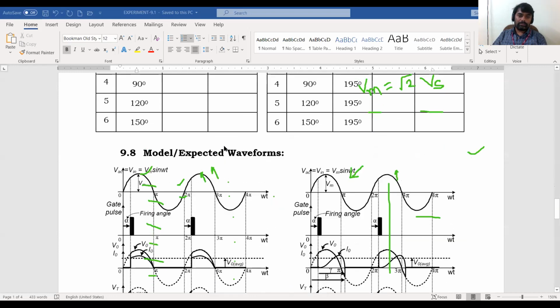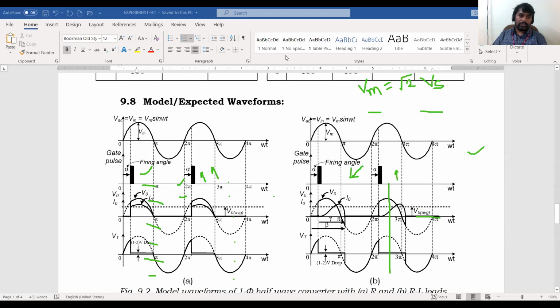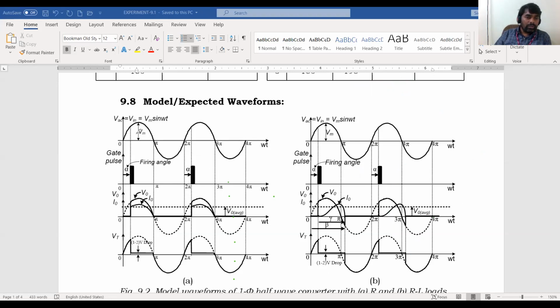So let us have a look at the expected waveforms. You can see the expected waveform here. The first one is for the R load and the second one is for the RL load. You can see these waveforms in the scope, right? The first input to the scope is the input voltage. The second input to the scope is the firing pulse. The third input is the output voltage and output current. And the fourth one is the thyristor voltage.